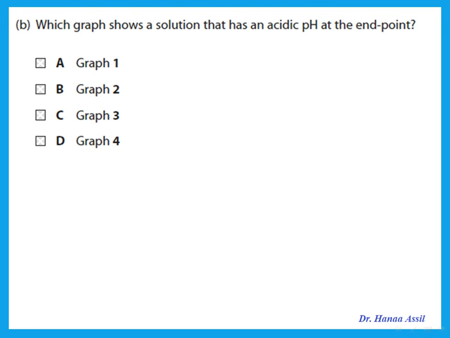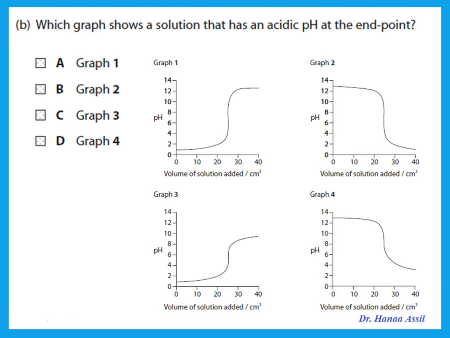Which graph shows a solution that has an acidic pH at the endpoint? Okay. Which of these has acidic pH at the endpoint? Remember, the endpoint is the point of equivalence, and that is the part of the graph where you have a sharp drop or a sharp rise. So, which one sharply decreases or sharply increases at the acidic pH?